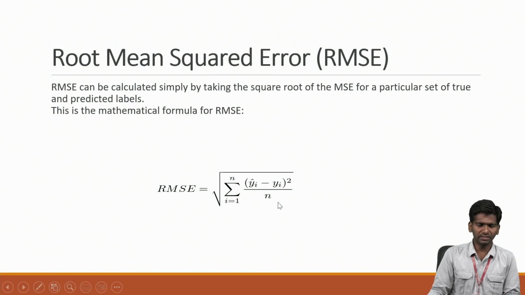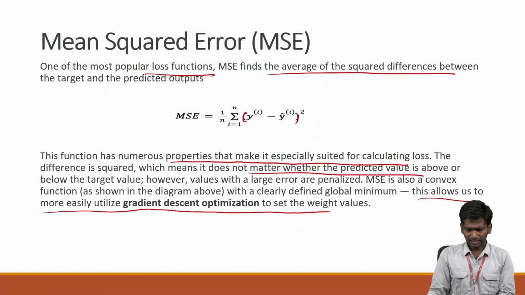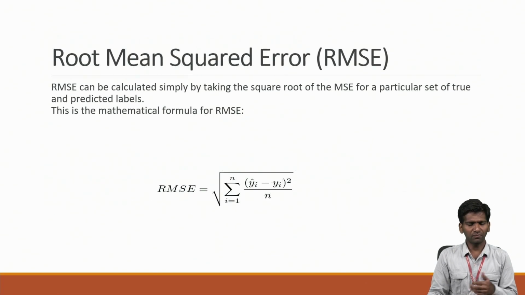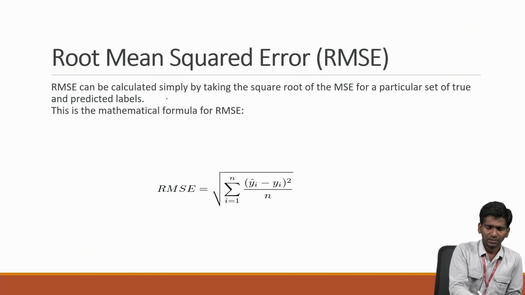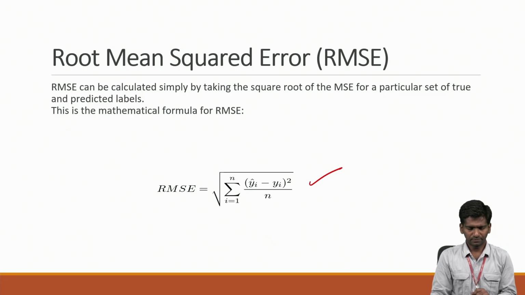Next, root mean square error. Root mean square error is just a modification of mean square error. You see, we are just taking the root of the mean square error. This is the mathematical formula for root mean square error.